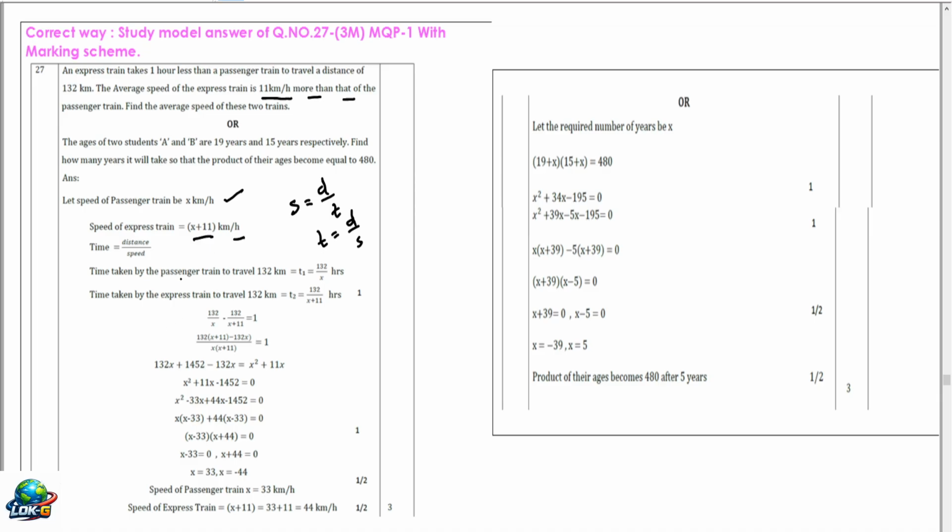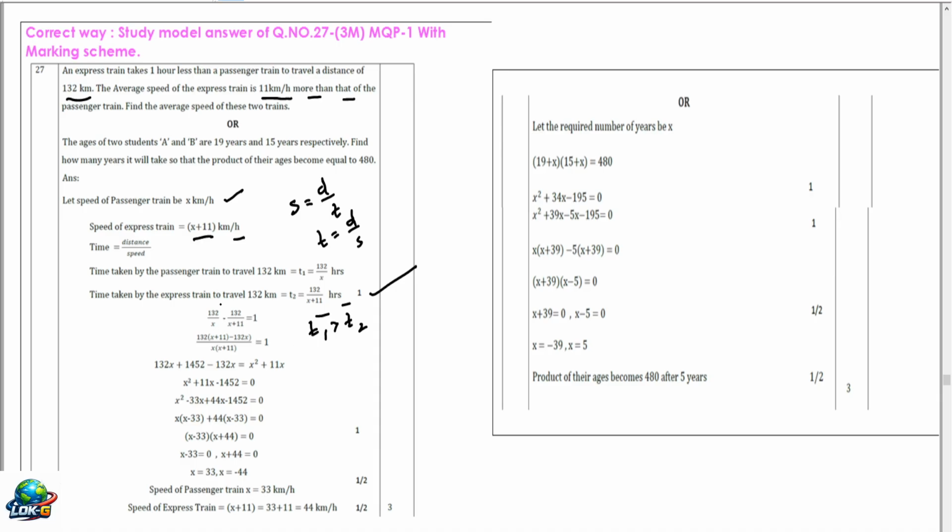Now the question is the time taken by the passenger train to travel 132 km. T1 is given by distance covered, total distance is 132 km, upon speed is x. Similarly, time taken by the express train to travel 132 km is T2, 132 upon x plus 11 hours. These equations are very important. You will get 1 mark. Which one moves slowly? Passenger train. Passenger train takes a lot of time. Therefore, T1 is greater than T2.